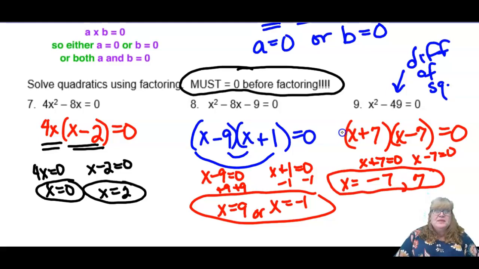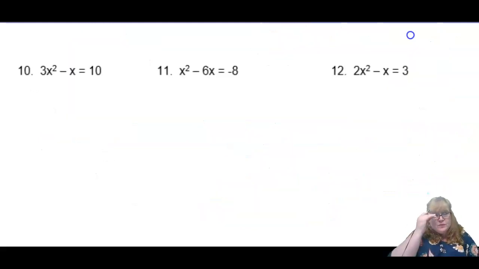You could have solved that one without factoring. If you'd added the 49 over to the other side, you would have had x squared equals 49. And then you could have square rooted, and just remember, it's plus or minus. So that one can be solved either way, just don't lose one of the solutions.